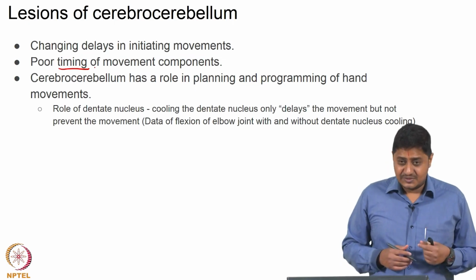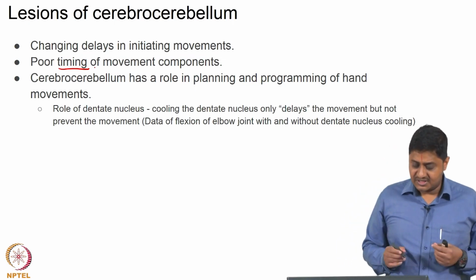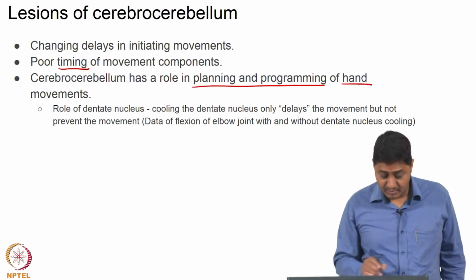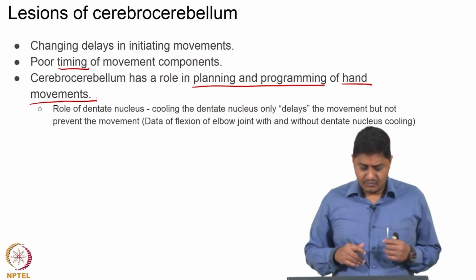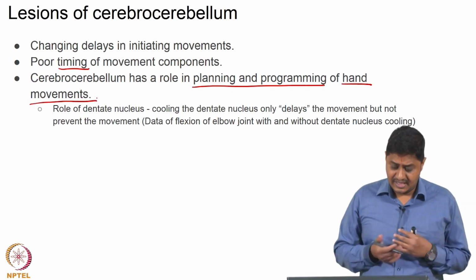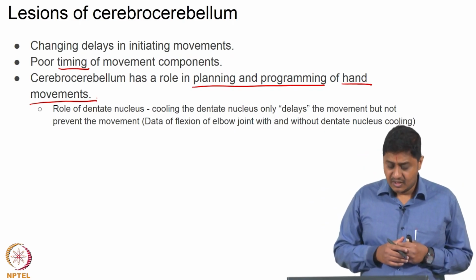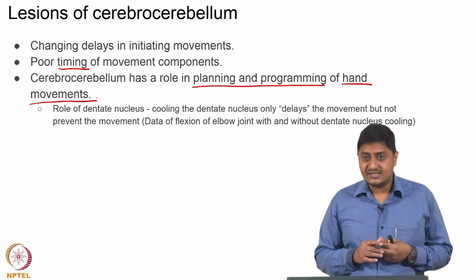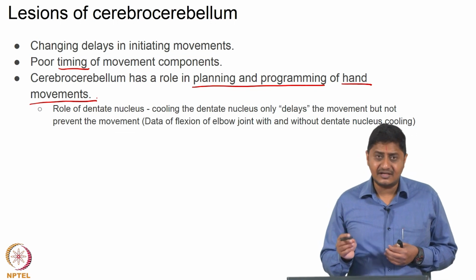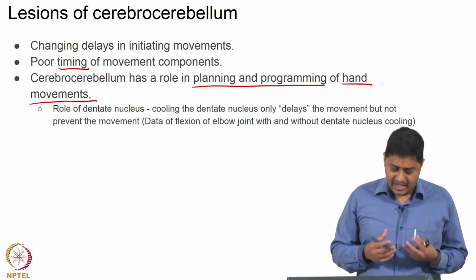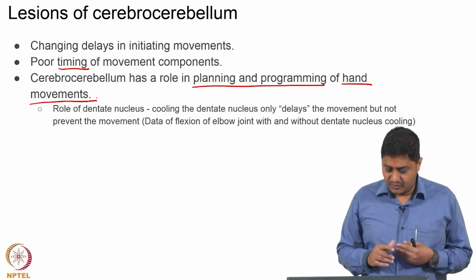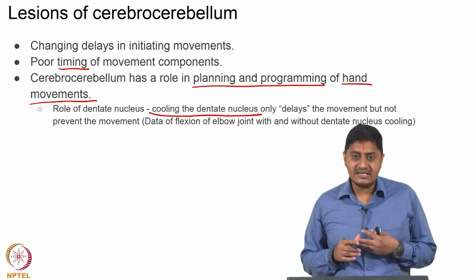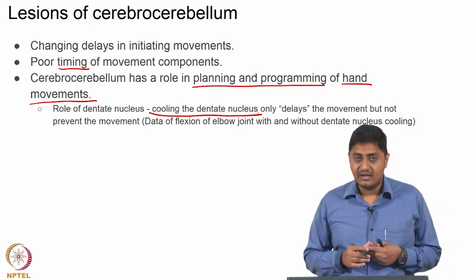So, timing and sequencing is performed by the cerebellum, and also cerebellum is hypothesized to have a crucial role in planning and programming of hand movements. One nice perturbation approach is selective cooling of deep nuclei of the cerebellum. What this does is this temporarily deactivates these nuclei in animal models, of course in animal models. So, when you cool the dentate nucleus, what happens is that there is a delay in movement.